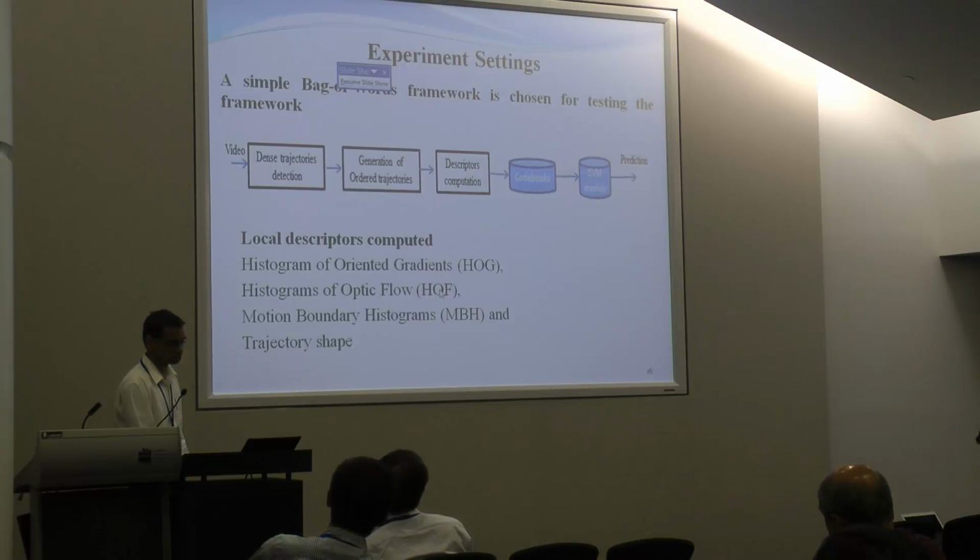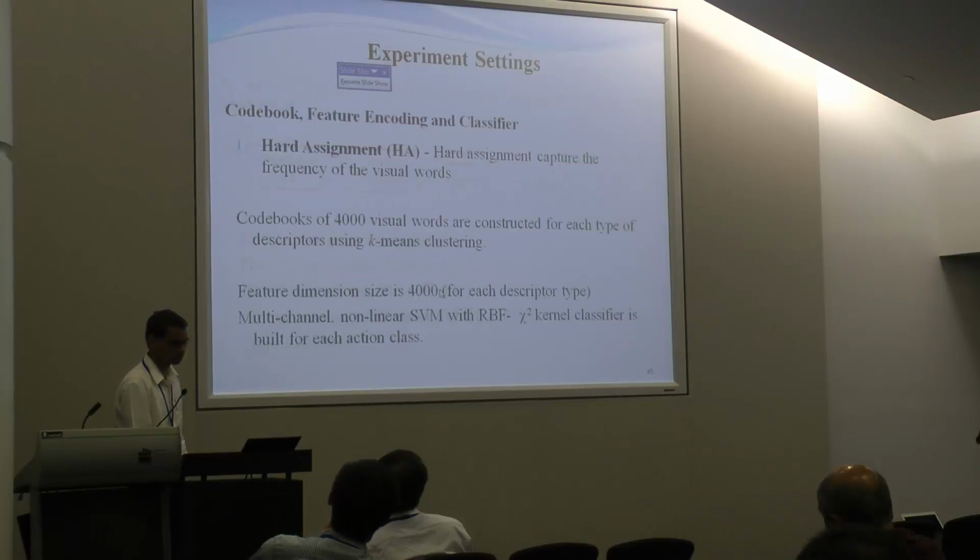We use the following four descriptors based on trajectory shape. We have experimented with different kinds of encoding schemes. Just a brief introduction, as others have already covered it. The first technique, which is very popular, is the hard assignment scheme, which basically captures the frequency of the visual words. We constructed code books of 4,000 visual words using k-means clustering. So in this technique, the feature dimension is 4,000 for each descriptor type. And then we use a multi-channel nonlinear SVM with RBF chi-square kernel, one against rest for each class.